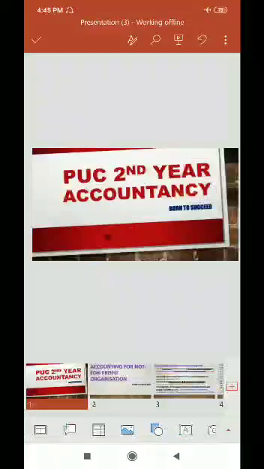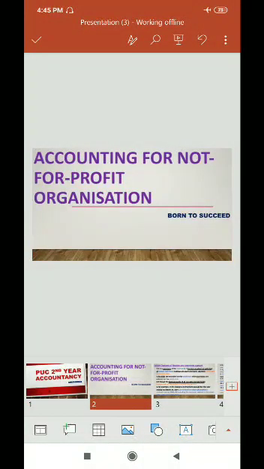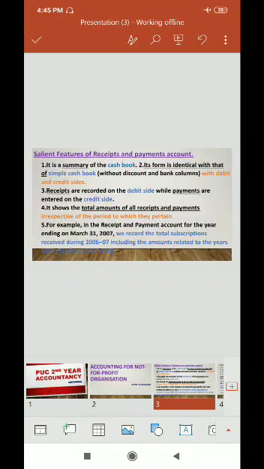My dear students, today we shall start the third part of PUC second year accountancy textbook part 1, that is, the chapter named Accounting for Not-for-Profit Organization. So to start with the first slide of today's session, we shall discuss the salient features of receipts and payments account. My dear students, please try to listen with an open mind, then only everything enters your brain.